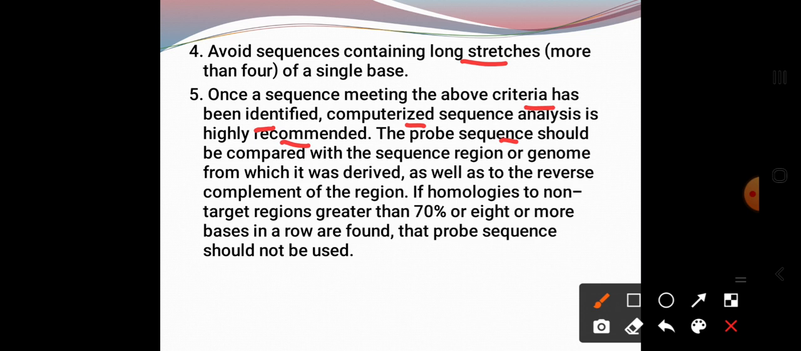The probe sequence should be compared with the sequence region of the genome from which it was derived, as well as the reverse complement of the region. If homologies to non-target regions greater than 70 or 80 percent in a row are found, the probe sequence is not used. If the similarity to the non-target regions is more than 70%, the probe cannot be taken into consideration.